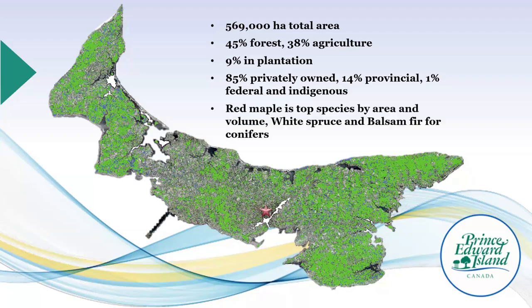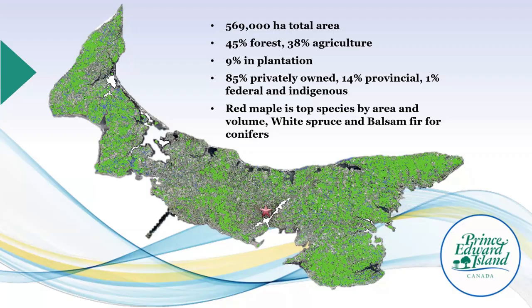Our top species is red maple across the board. That's by volume and area. It's found in every site type that we have. Our main conifers being white spruce and balsam fir at the moment. So it's a little update on that.